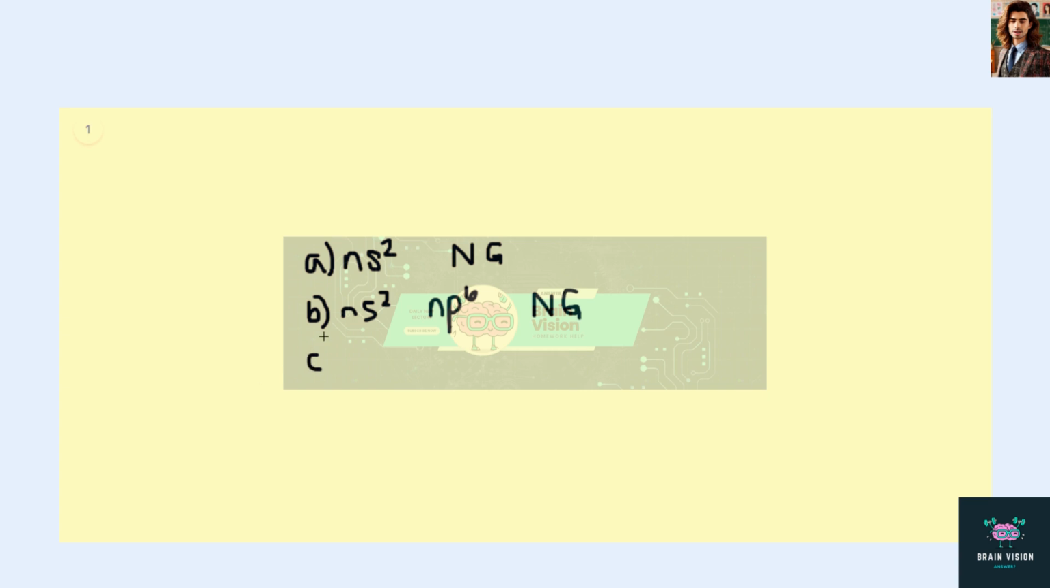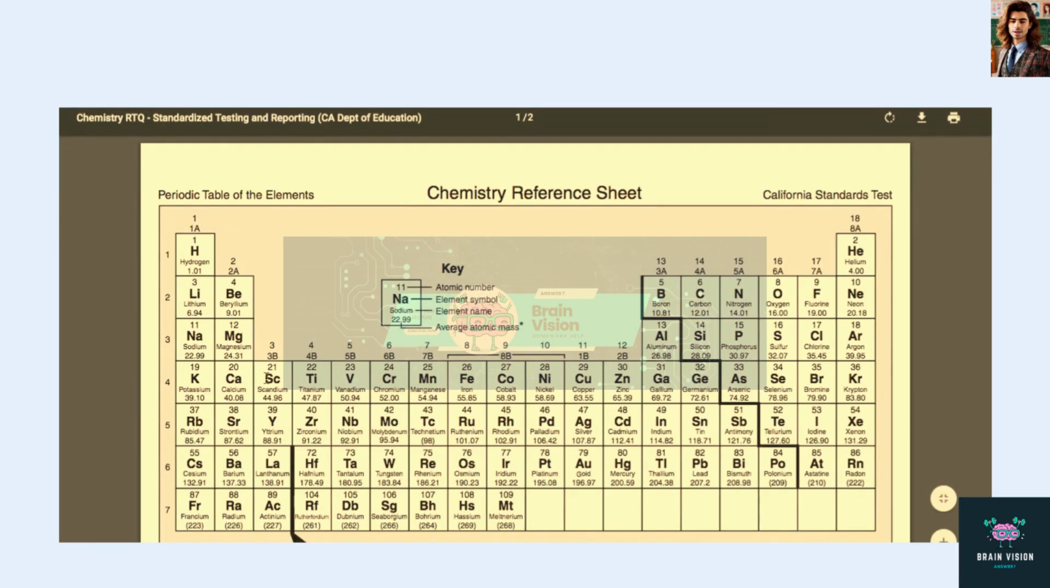Let's look at C. We have ns2 and p5. So our noble gases have to have a complete, full set of electrons in the orbital. So something with p6 and ns2, if it's helium, could be a noble gas. But something that's p5 could not be a noble gas. Let's see if it can be a metalloid.